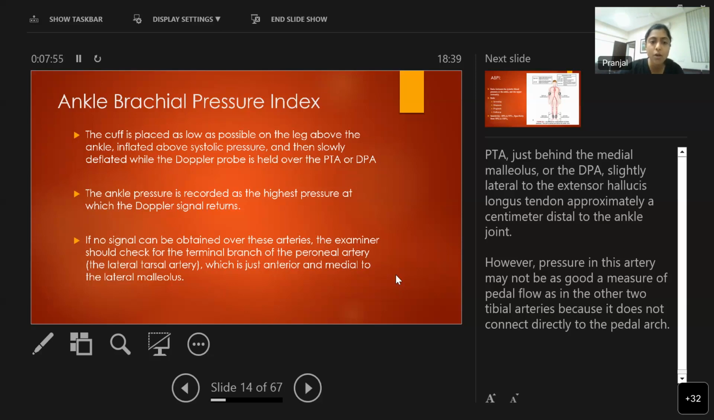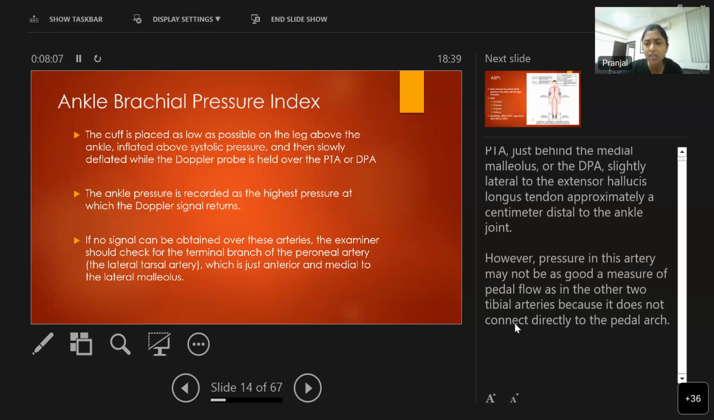If no signal is obtained at the DP or PTA, we should check in the terminal branch of the peroneal, that is the lateral tarsal artery, which is anterior and medial to the lateral malleolus. However, in this artery, the pressure may not be as good a measure of the pedal flow as it is in the other two tibial arteries, because it does not directly connect to the pedal arch.